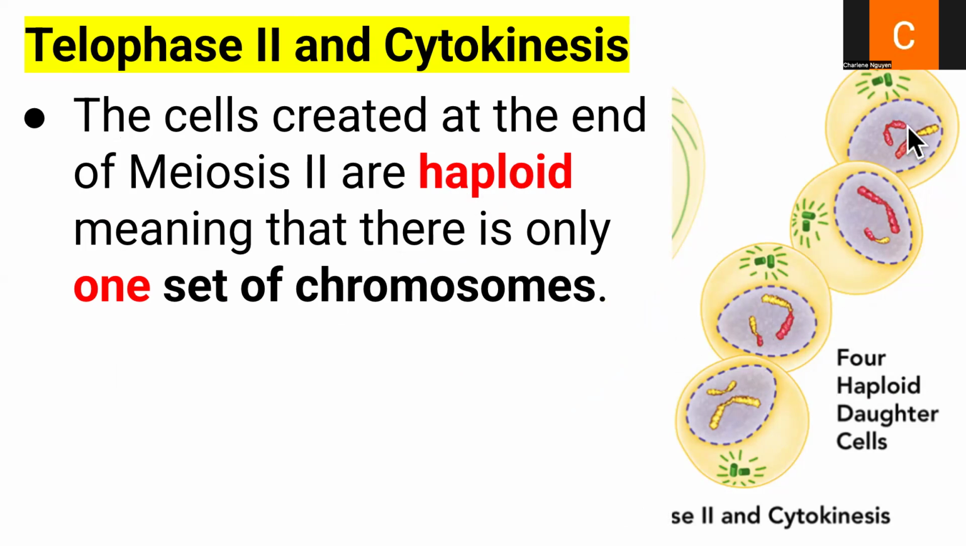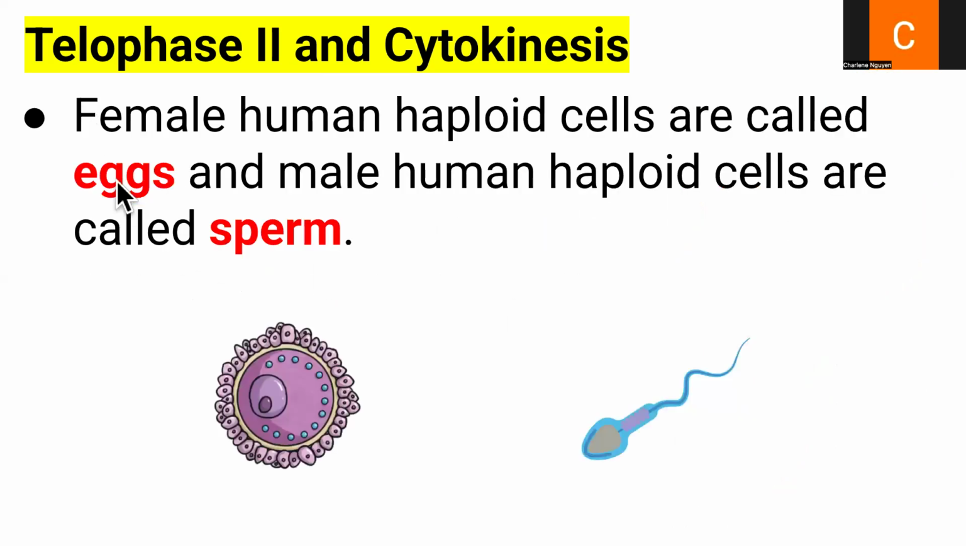And if you look at all the coloring here, they have a little bit of mom, a little bit of dad in each of the cells, but none of them look the same. So this is what we mean when we say genetically different cells. Once again, eggs and sperm are created through this process.